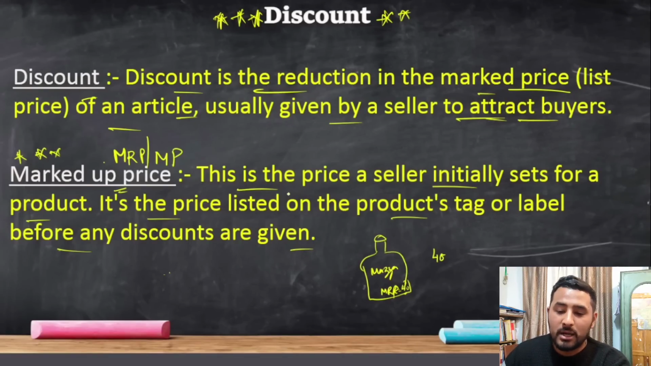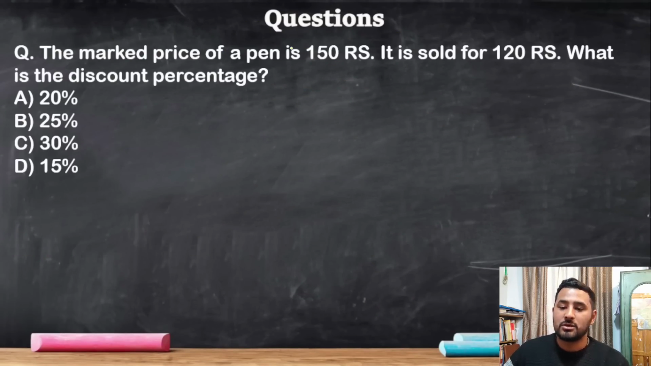Okay, so let's see. And the mark price, what is mark price? The price a seller initially sets for a product. It is the price listed on the product's tag or label before any discounts are given. So remember, from MRP we get discount, and after giving discount we get selling price. So let us see some questions on this one.